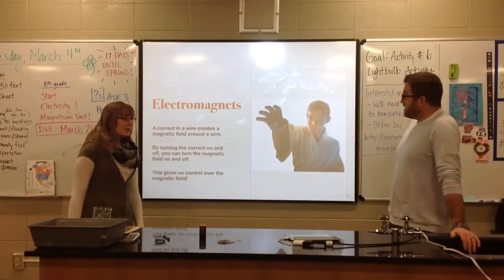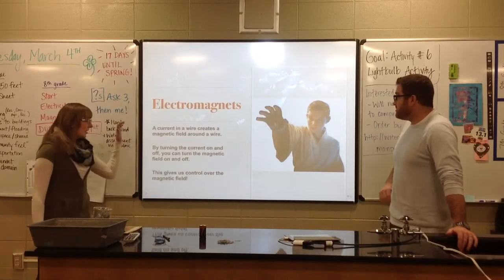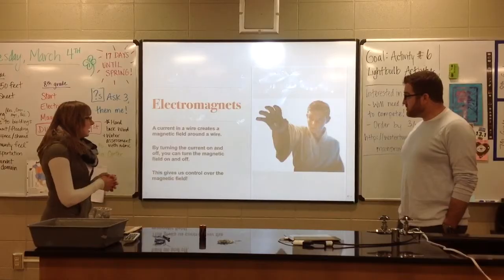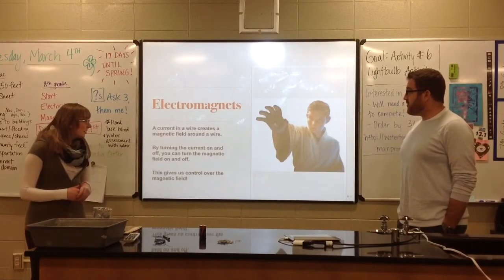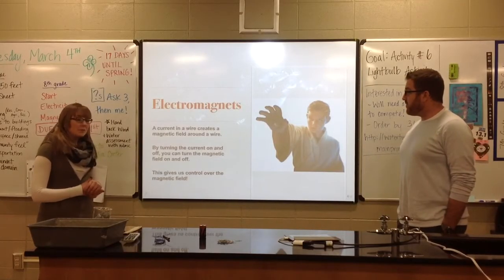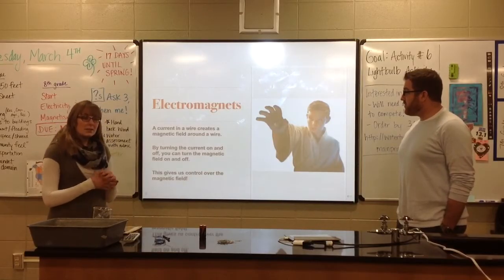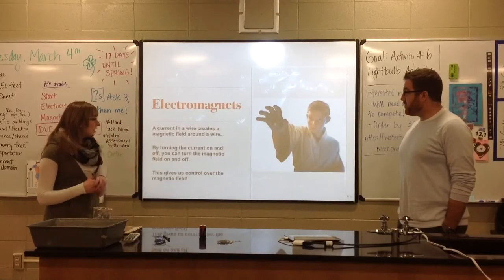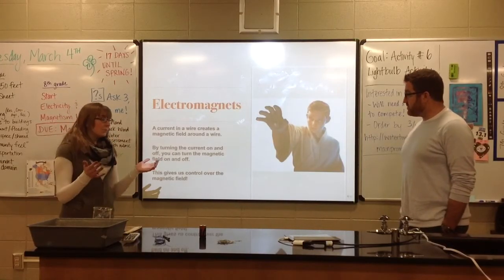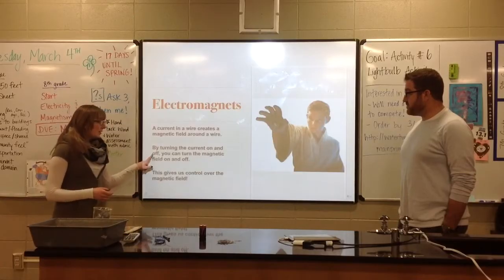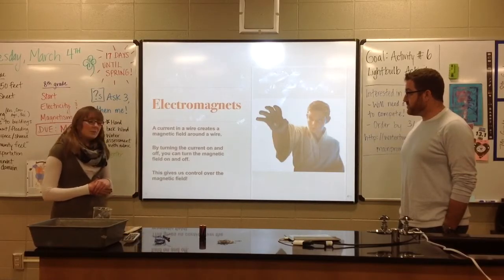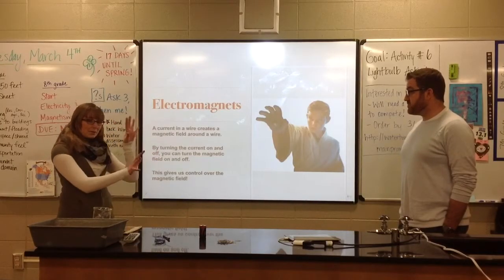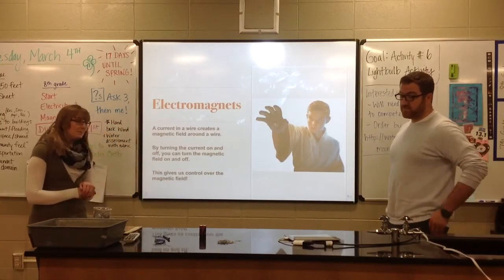Alright, so to get started, we have electromagnets. This kind of gives you just the general overview, big picture, what is an electromagnet? So to start, it says a current in a wire creates a magnetic field around that wire. So we've been talking about electricity, those electrons running through a wire, that current. As that current runs through the wire, it's creating a magnetic field around the wire. By turning that current on and off, you can turn the magnetic field on and off, therefore giving us this power to control the magnetic field.